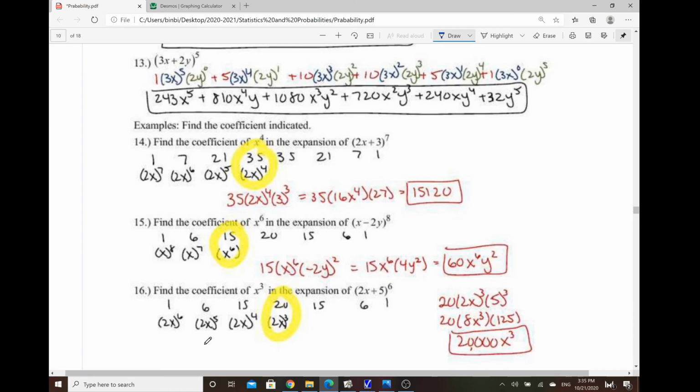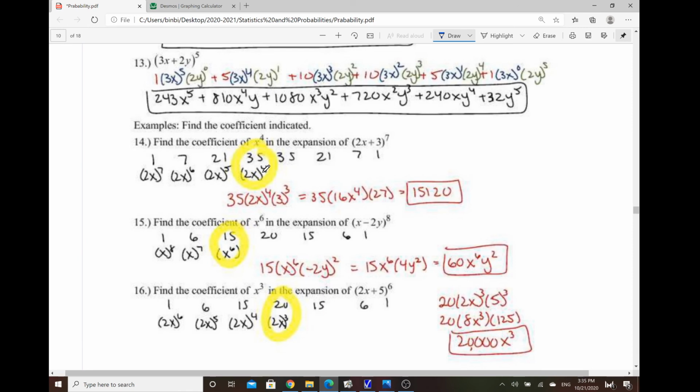And then find the coefficient indicated. So find the coefficient of x to the power 4 in the expansion of (2x + 3) to the power of 7. So the x to the power 4 term. Try to expand it: x to the power 7, x to the power 6, x to the power 5, and then the next one, x to the power 4. So this one is the quantity 2x to the power 4.